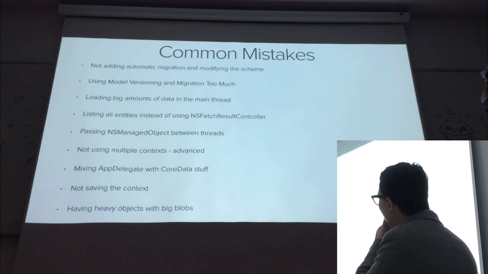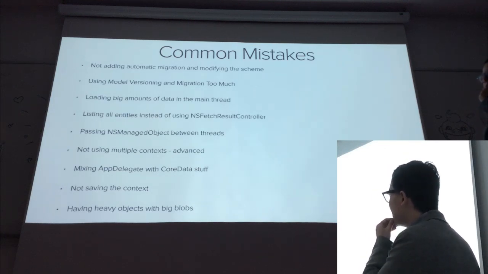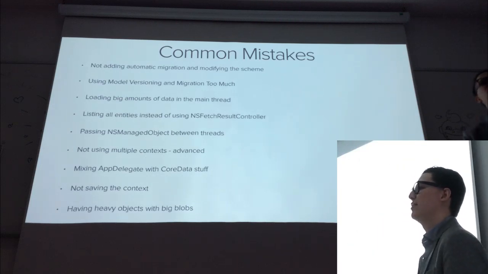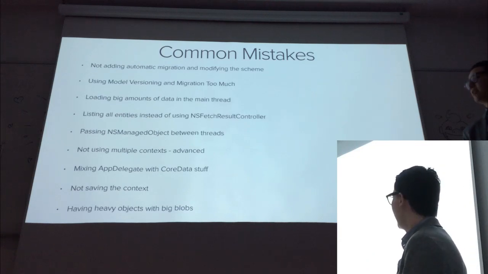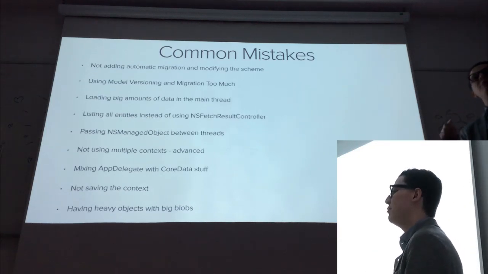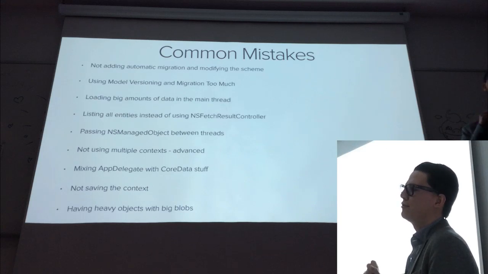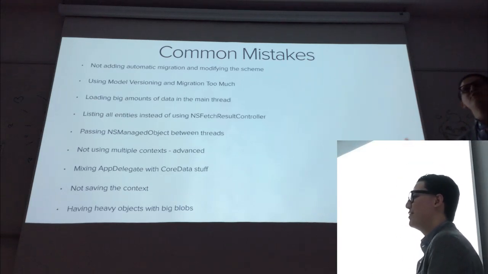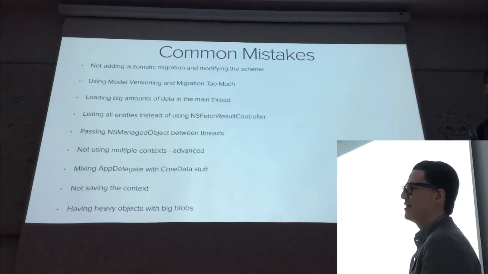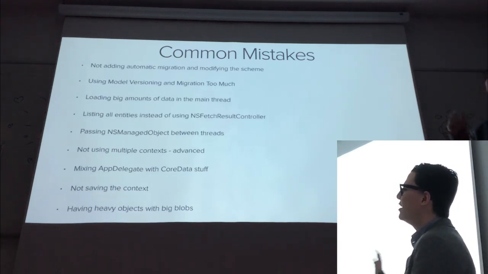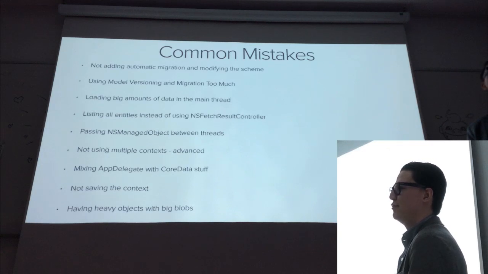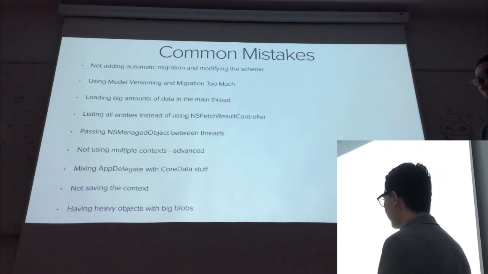And then having heavy objects with big blobs. When you do a query to Core Data, it just loads a description. It doesn't load any of the data. The first time you access one of the properties, it's going to load the whole object. So if you're planning to list all of your objects with images and access all of them, it's going to load all of the images into memory, and that can get really tricky, especially if you're not using the images at all, just a couple of properties.